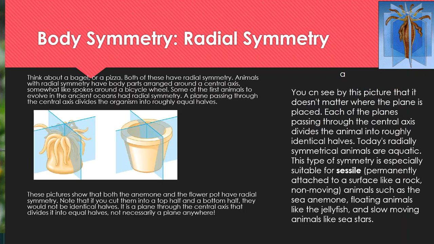And you can see in the picture above, it doesn't matter where the plane is placed, each of the planes passing through the central axis divides the animal into roughly identical pieces. This will include animals like the sea anemone, floating animals like jellies, and slow-moving animals like sea stars.